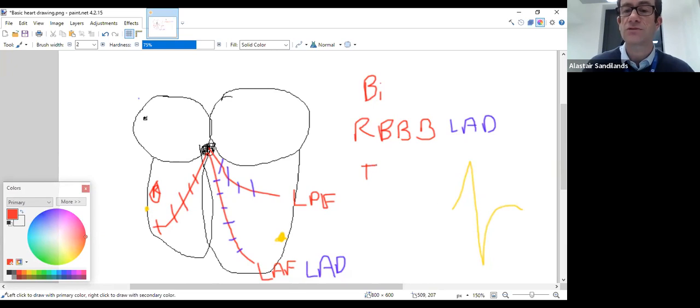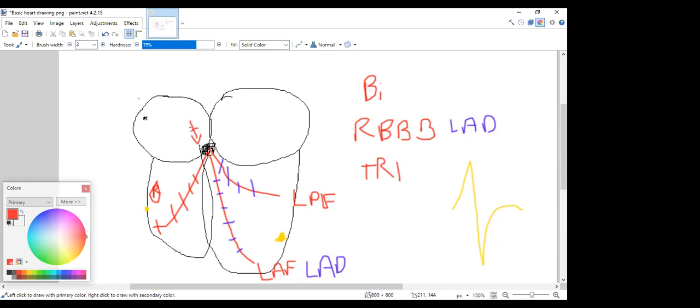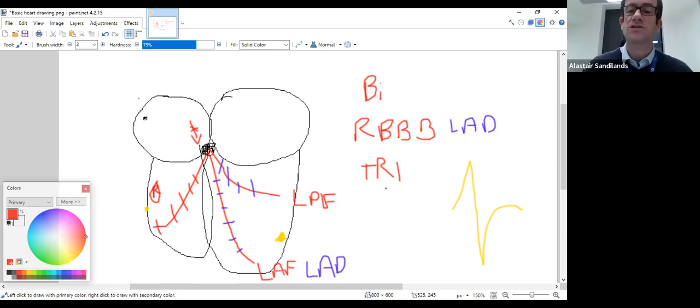Trifascicular block means right bundle, left axis, or right bundle, right axis if it's the other fascicle. But in the trifascicular block, we add in that going into the AV node is not very good. Remembering what that means: going into the AV node is first degree heart block. So first degree heart block in addition. So that makes it tri. Three things are wrong: first degree heart block, right bundle branch block, and left axis deviation. Any questions about bifascicular or trifascicular block?